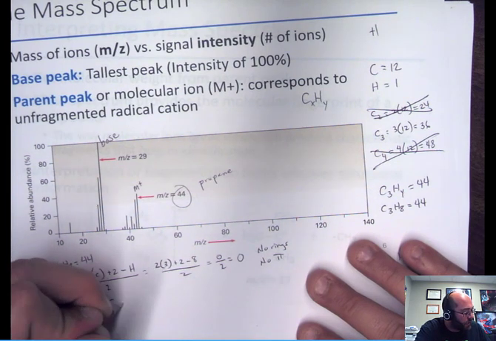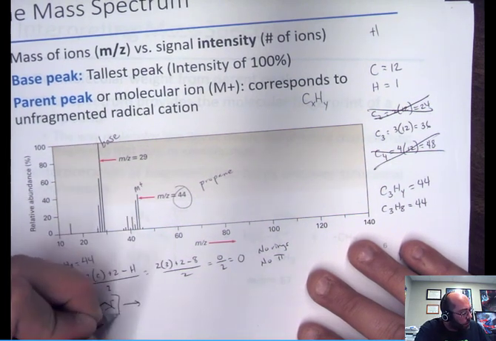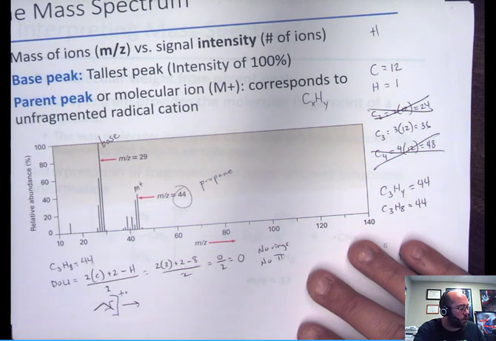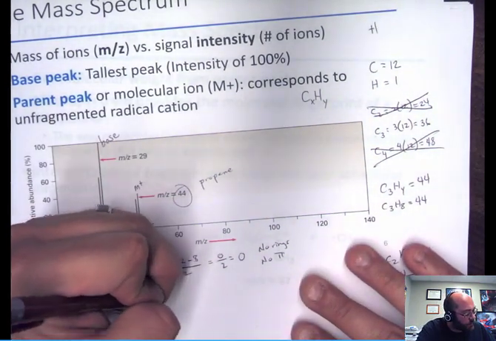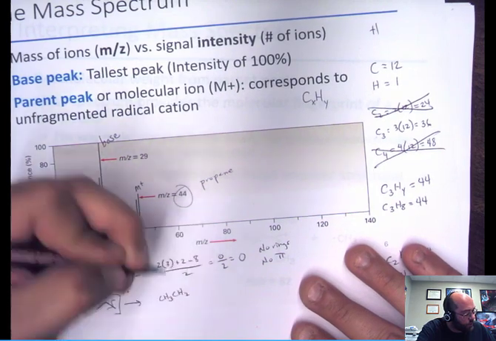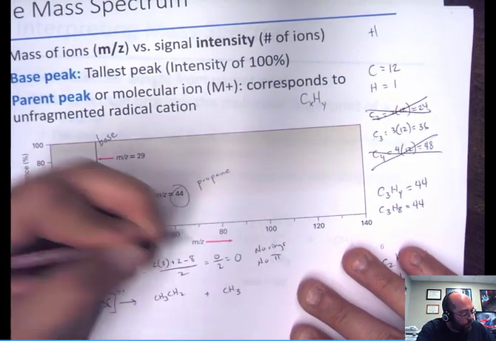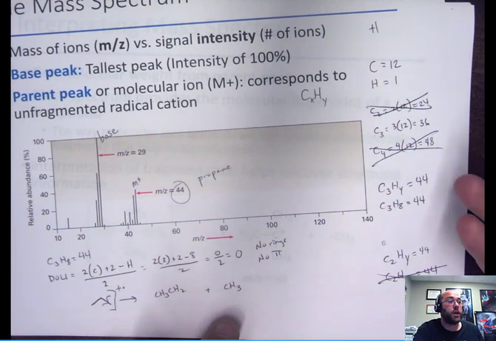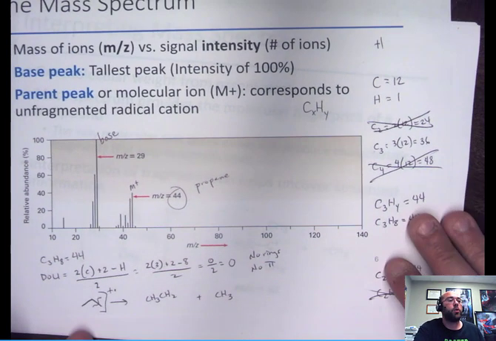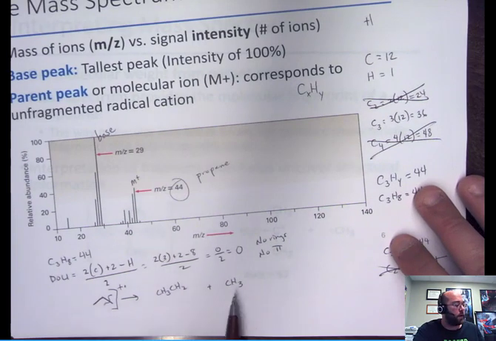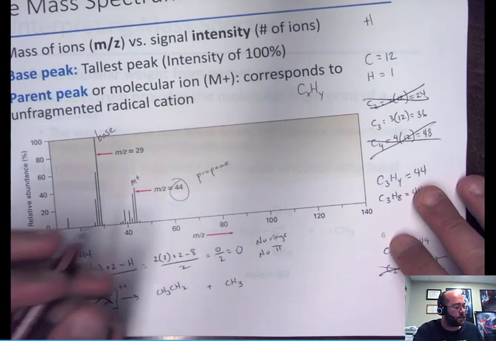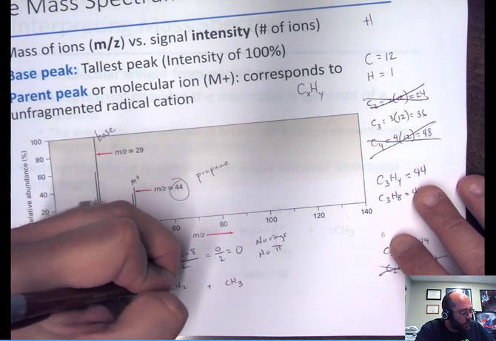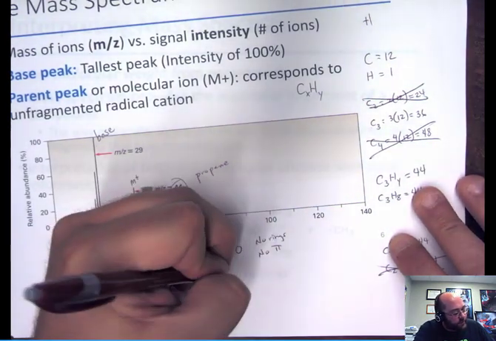So you would cut this, and hang on. If that's the plus dot, right? You would cut this, and you would get two fragments. You would get CH3, CH2, and then you get CH3 over here. One of these would get the plus charge, the other would get the radical dot. For right now, I'm not going to worry about that. But if you look at these two, this has a mass of 29 m/z, and this has 15.